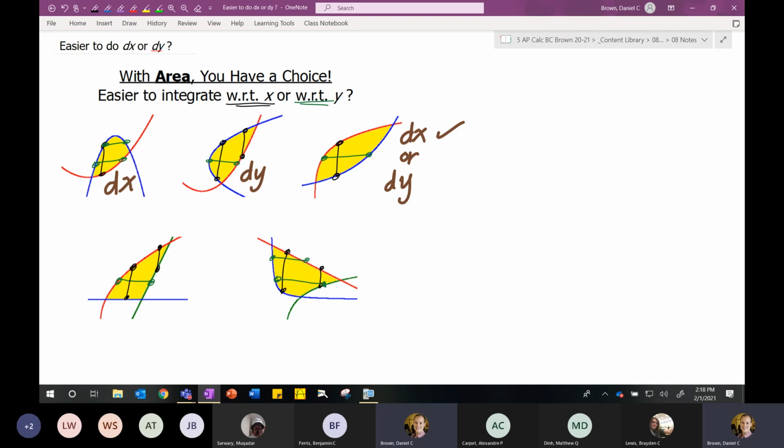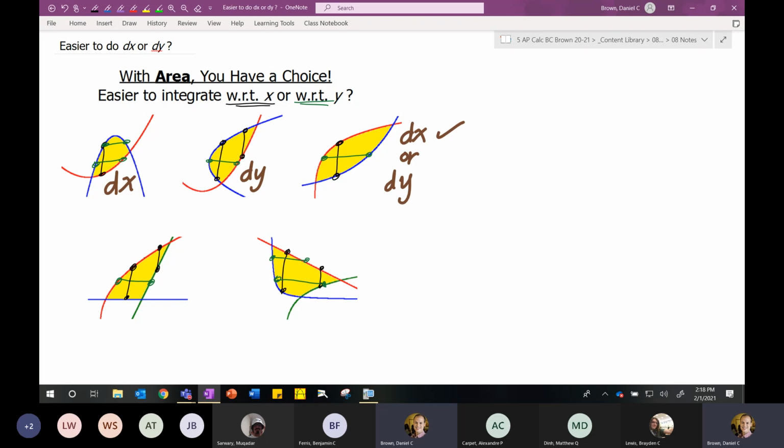The only time I wouldn't is that sometimes putting it into terms of dy might make it an easier integral. Like if it's in dx and it's a square root, dy would be like a y squared. So sometimes you can make the integral a little bit easier to find.